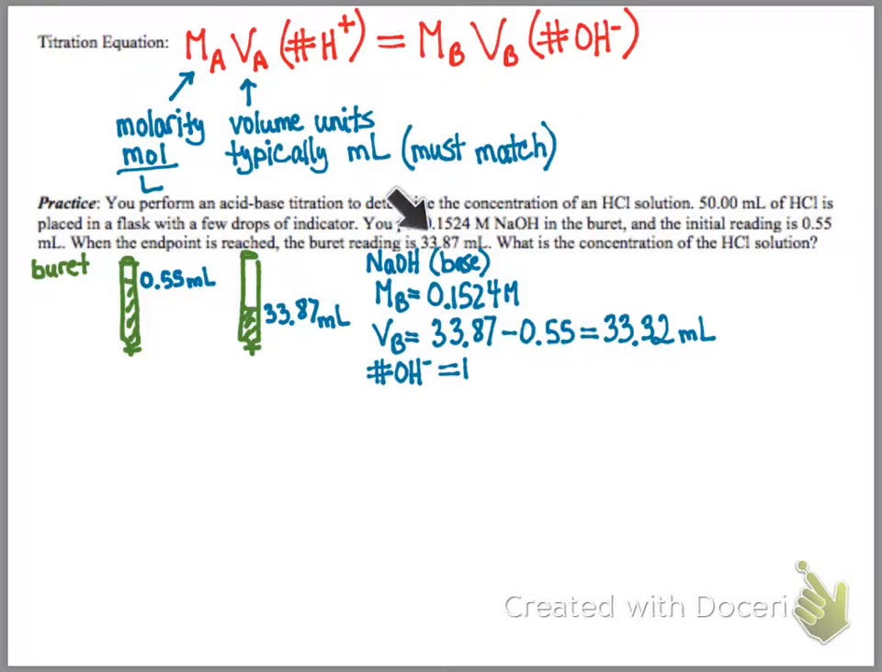So here's all the data for the base, sodium hydroxide. Because we measured it with a burette, we're given its molarity. We calculate the volume by subtracting the final volume minus the initial volume. This is the volume of the base that we've added. And because it's sodium hydroxide, the number of hydroxides is 1.